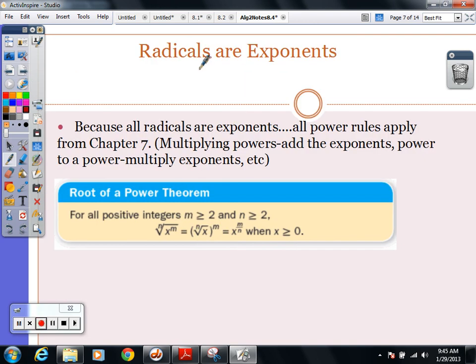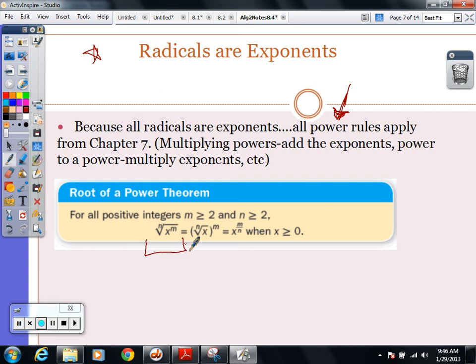Okay. The biggest thing here that we need to remember is that radicals are just exponents. Because all radicals are exponents, all the exponent and power rules do apply. So basically, I prefer to change my radicals to exponents because I am more efficient with exponents. But you can just remember the rules.